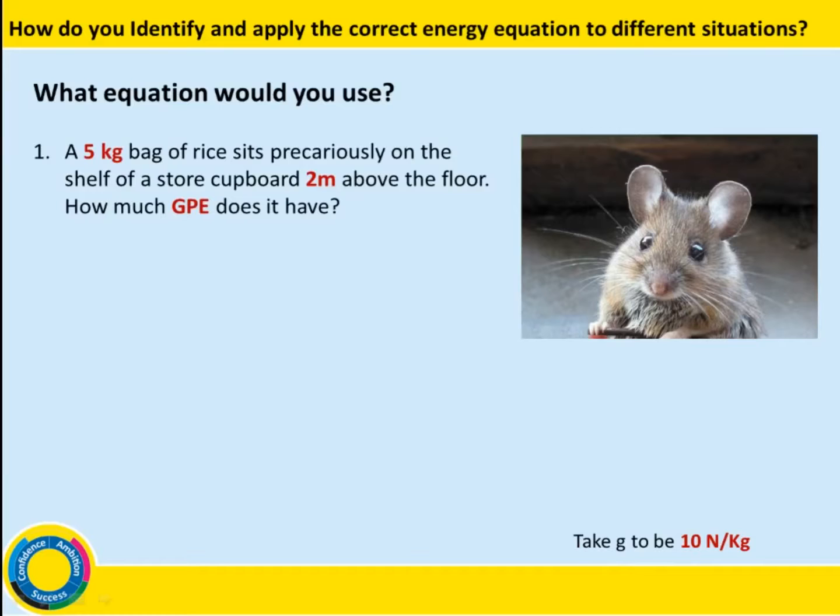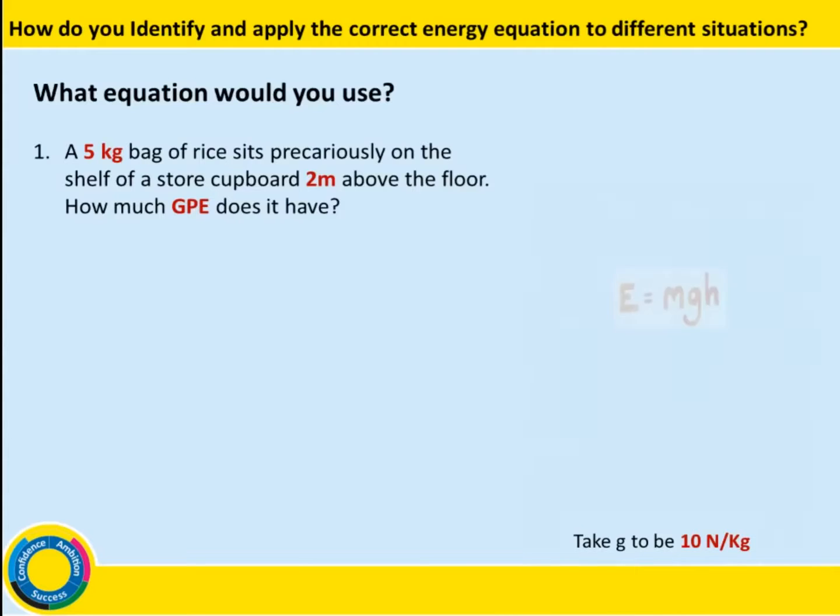Okay, the first tip is to have a look through the variables. So here we're told the mass is 5 kilograms. We're told a height of 2 meters. And we're told that it's gravitational potential energy. So this one's nice and easy. Just need to remember the equation for gravitational potential energy. It's this one here, mass, height, and G. G is 10 newtons per kilogram on Earth. Second one.